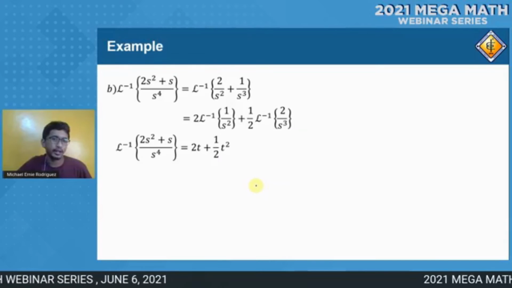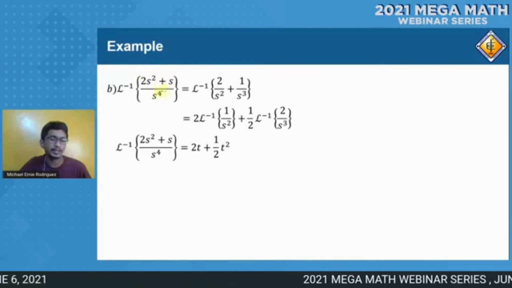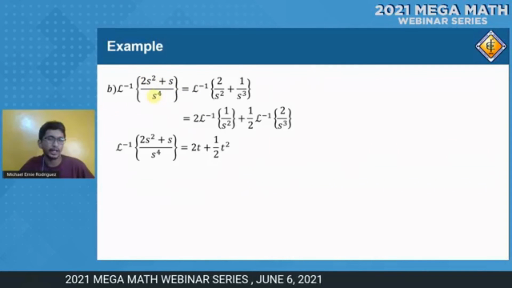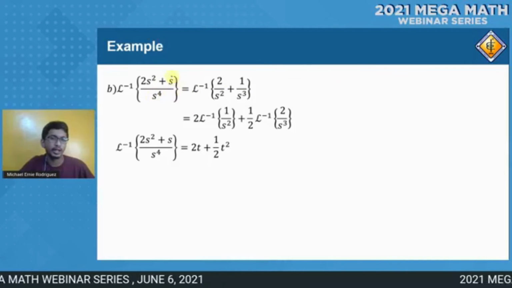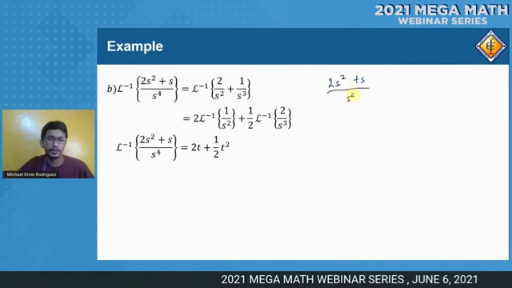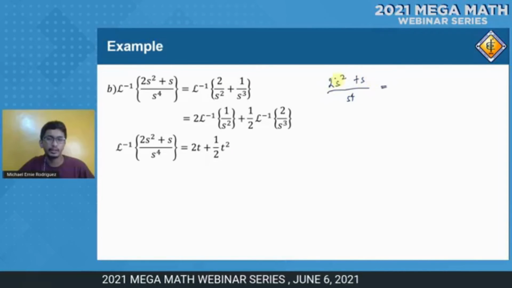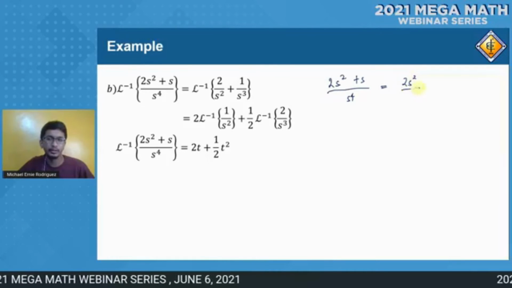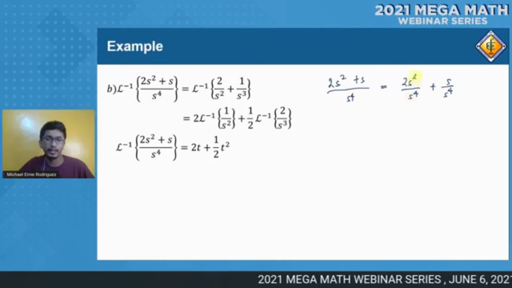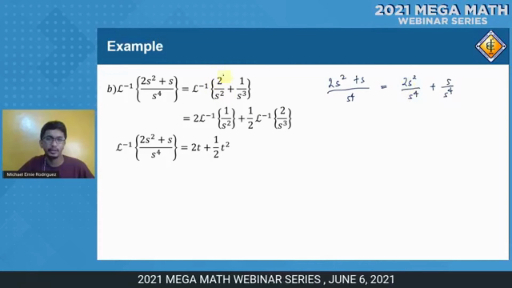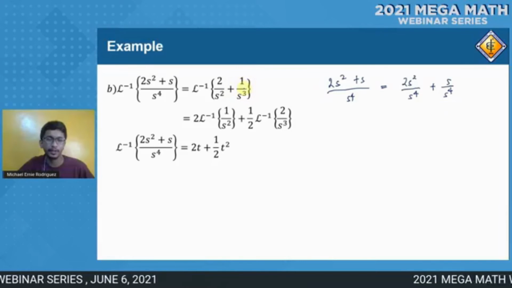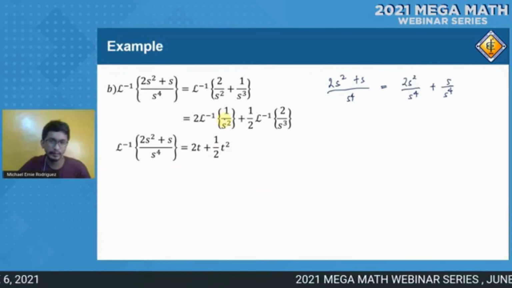So we have the inverse Laplace transform of 2s squared plus s over s to the fourth power. So by linearity, so we have 2s squared over s to the fourth. Okay, diretso na kagad dito. So, linearity property, so we now have 2s squared over s to the fourth plus s over s to the fourth. So, simplify natin to. So, we have 2 over s squared, ito, and then s over s to the fourth power, that is 1 over s cubed. Okay? Then, apply natin yung linearity properties.